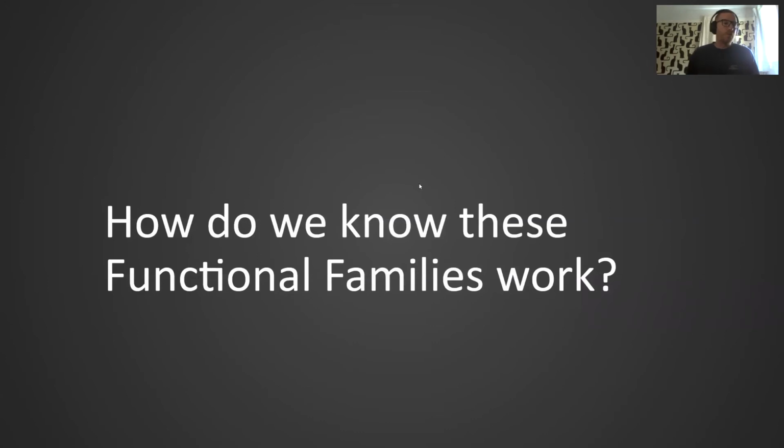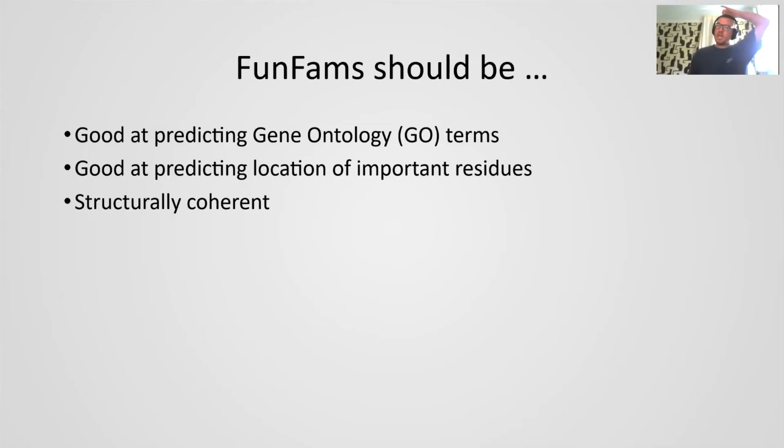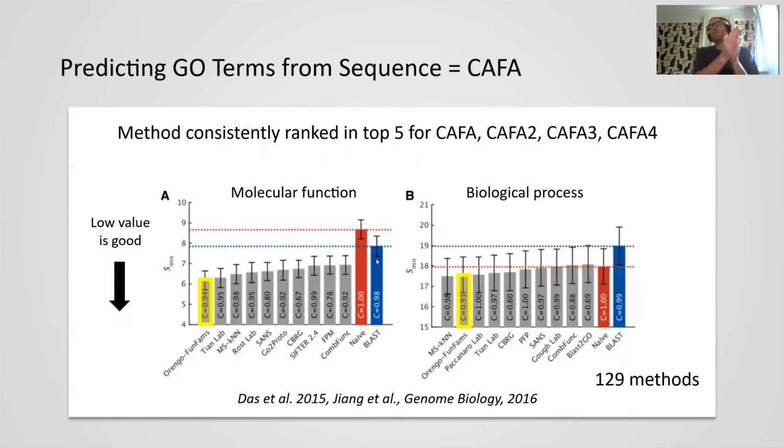So it's all well and good saying that we can make predictions about function from sequence, but how do we know that this works? I'm going to be skipping over the details here, but just to let you know that a core part of the work in doing these predictions is trying to benchmark them and check that they work. If the funfams are working well, then they should be good at predicting gene ontology terms, i.e. functional adaptations from sequence. They should be good at predicting the location of important residues, and they should be structurally coherent, i.e. all the structures within these functional groupings should be very similar. And I can just essentially show that each of those three points is correct for these funfams.